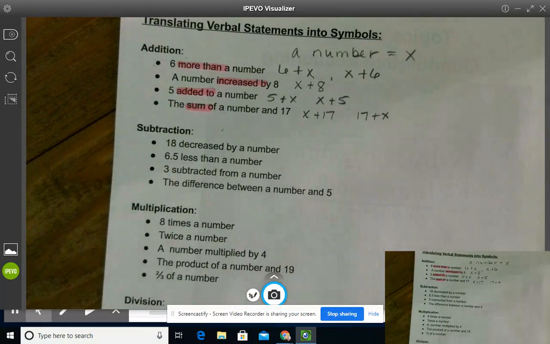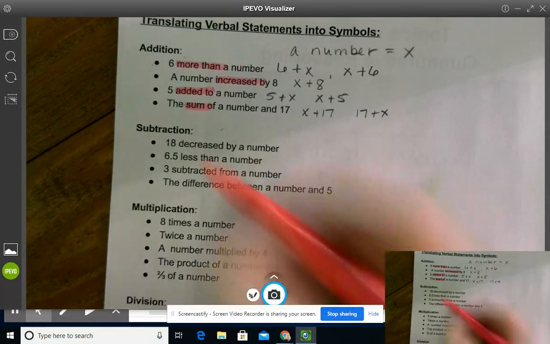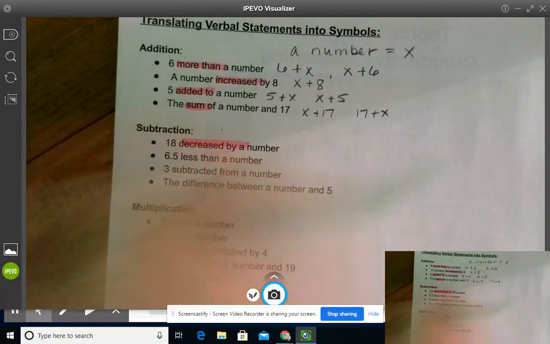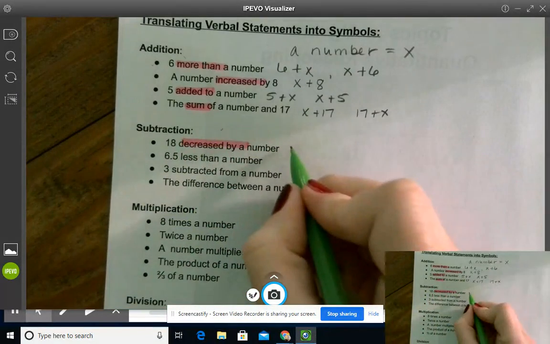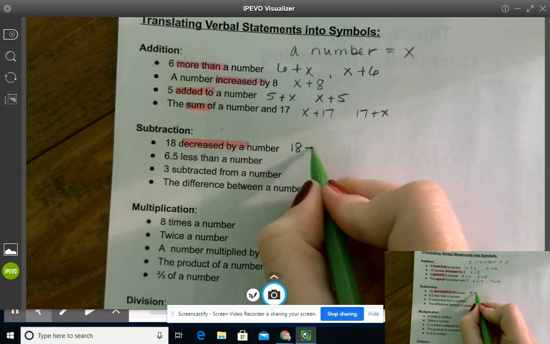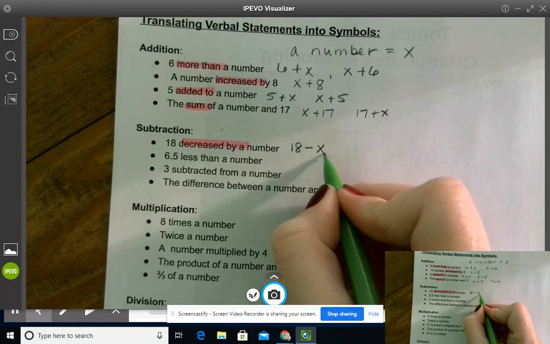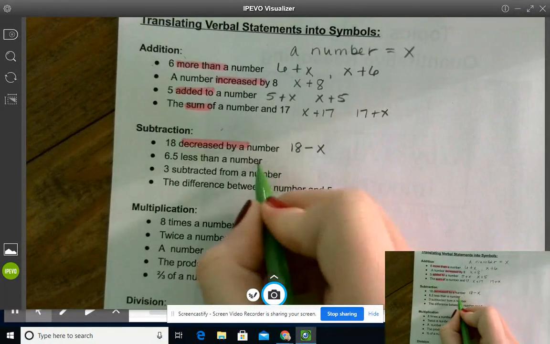Usually the addition words aren't the tricky ones. There is one tricky one in subtraction that I tend to recognize a lot of people will flip backwards. 18 decreased by a number. Decreased by is subtraction. So you're taking 18 and you're decreasing that number by a number. And this second one is the one that everybody gets backwards.